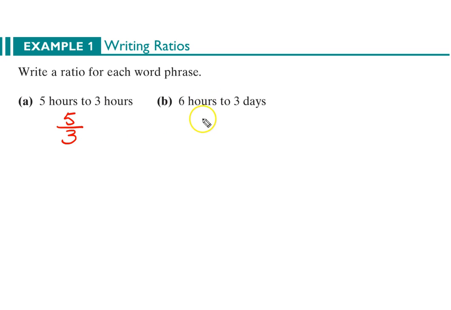Now, we did one like this, 6 hours to 3 days. But we need to have everything in hours, so we're going to go, days have 24 hours. So here, we can do some canceling. So we end up with 2 over 24. We can take a 2 out of each one, which is 1 out of 12.